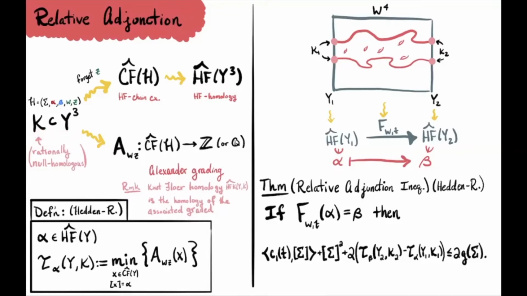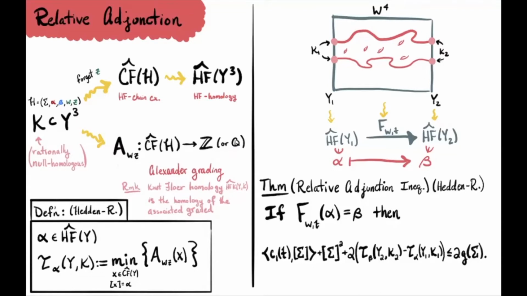there's a way of assigning a grading to the generators of our chain complex. This is called the Alexander grading, and it depends on the knot, and in particular on these 2 base points. So it's just a map from the generators of our chain complex into the integers if our knot is null homologous, or the rational numbers if our knot is rationally null homologous. And I'll just remark that if you take the homology of the associated graded with respect to this grading, that's what's known as HFK hat, or the knot Floer homology of K.